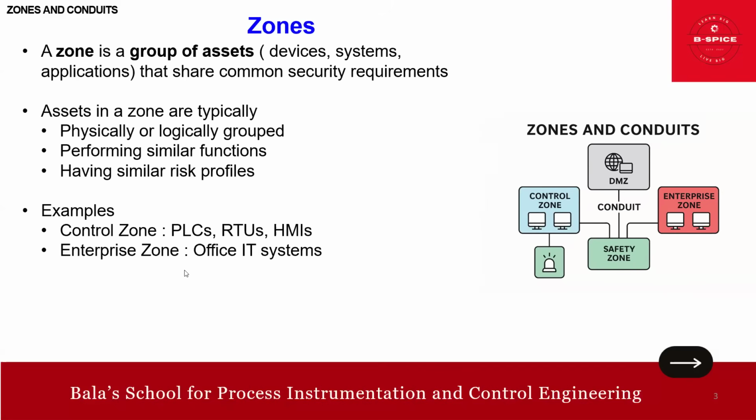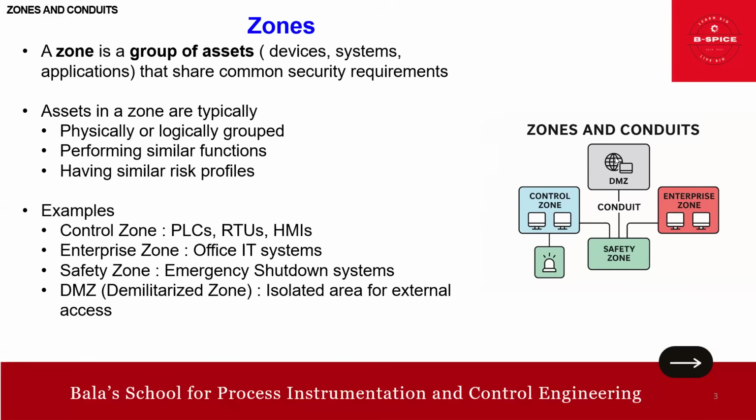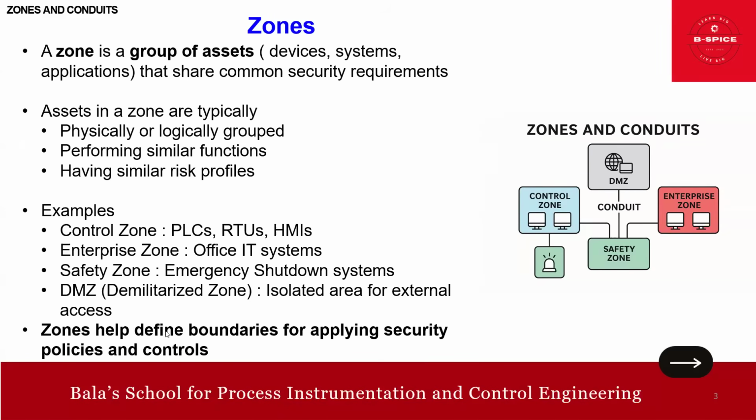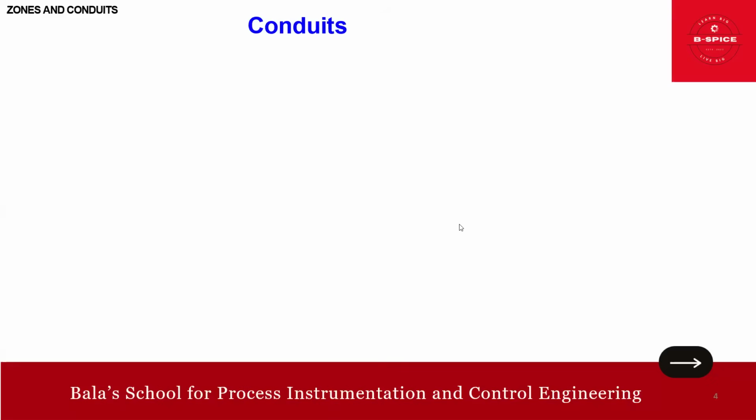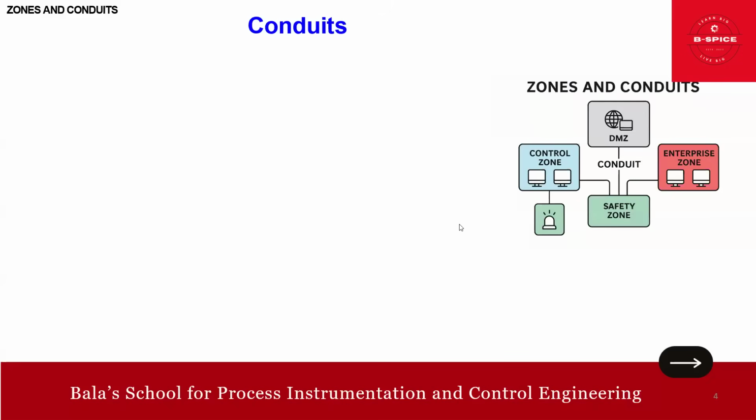Okay. Then we have an enterprise zone. Enterprise zone means the office IT system. Then we have a safety zone, that is, emergency shutdown system, ESD. And we have a DMZ, demilitarized zone. This is basically an isolated area for external access. Okay. So zones help define boundaries for applying security policies and controls, friends. I hope this is clear, right? As simple as that.